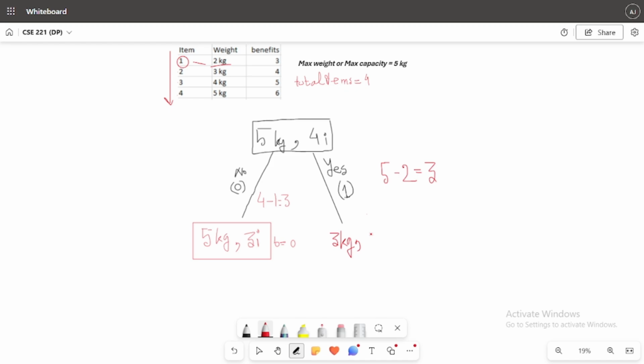And what will be our items left? Obviously 4 minus 1, right? It is 3. So it is your item and it is your weight. Okay, I'm showing you this for the first time, but when we go down to the bottom of the tree, I will not show you this. So now our total weight is 3 kg after picking the item, and our items left is 3. It is 3I.